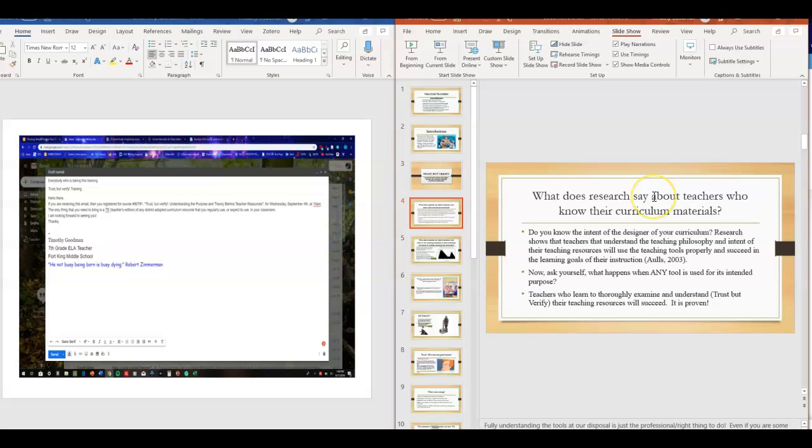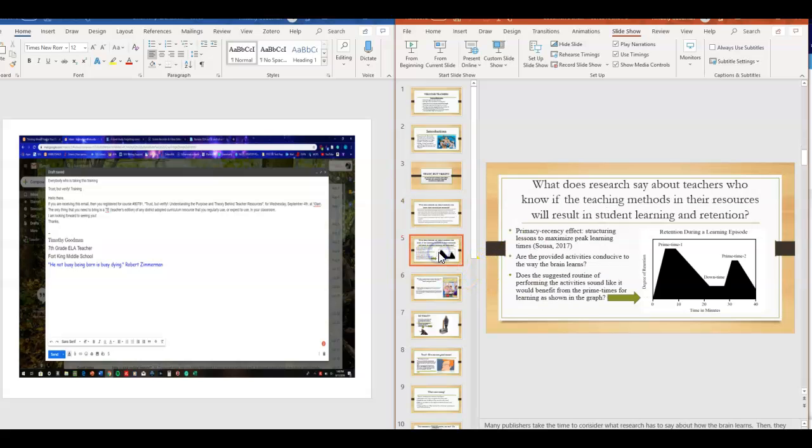Let's go through. Okay, so what does research say about teachers who know their curriculum materials? And here is where I lay out the one study that I found. And it wasn't the only one that mentions it. It was just the only one that actually focused on teachers who do know the intent of the designer of the curriculum have by far more success with those tools. So buy-in truly is important.